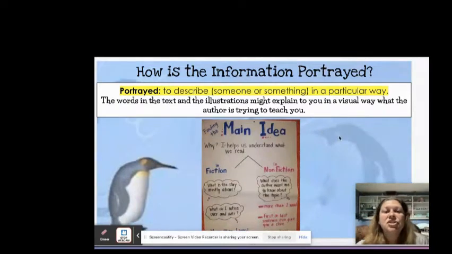How is this information portrayed? So, are you wondering what portrayed means? Portrayed means to describe someone or something in a particular way. The words in the text and the illustrations might explain to you in a visual way what the author is trying to teach you.